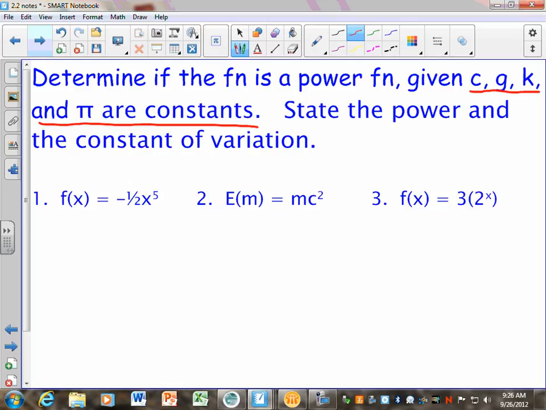I started with the first one, which is just a very normal power function, nothing too tricky there. A function with respect to x equals negative 1/2 x to the 5th. Does that look like the power function form that I gave you? If I go back, how did I write that? F of x equals k times x to the a, where k and a are constants. That fits, yes? So is it a power function? Yes. What would we say the power is? 5. It's just the exponent.